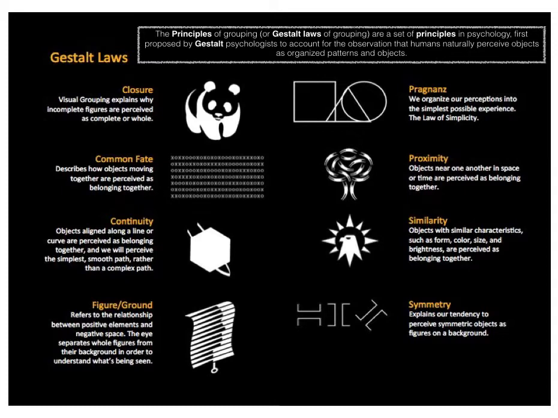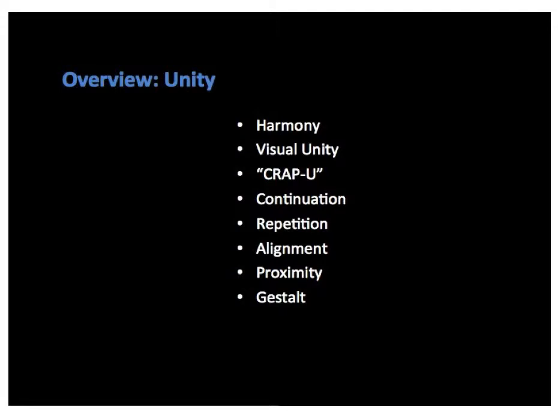Symmetry explains our tendency to perceive symmetric shapes as figures on the background, like they belong together. So we see 1, 2, 3 objects. All right, so that is our overview of unity.